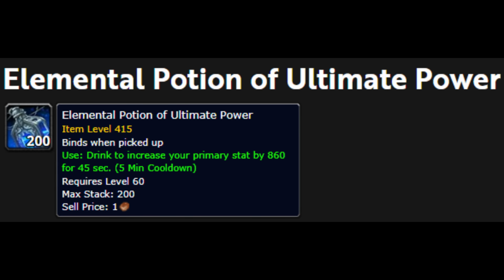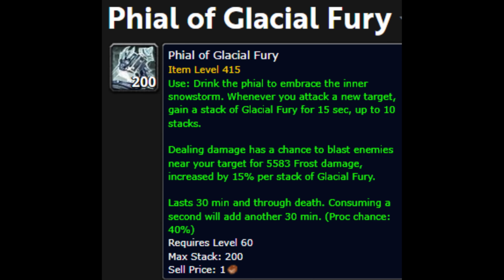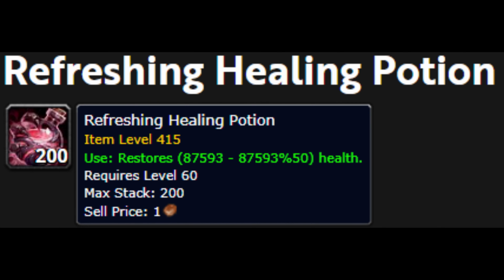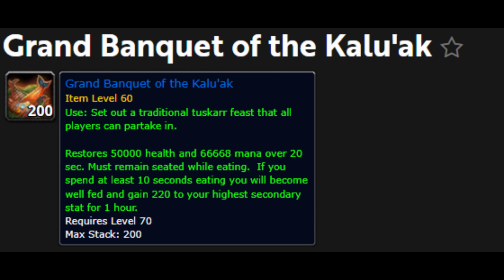Our potion of choice will be Elemental Potion of Ultimate Power, rank 3. For the flasks, either Vial of Glacial Fury or Vial of Elemental Chaos. Both are fine, they increase throughput. For our healing potion we want Refreshing Healing Potion, rank 3. And for our food we want a Grand Banquet of the Kalu'ak to increase our main stat.